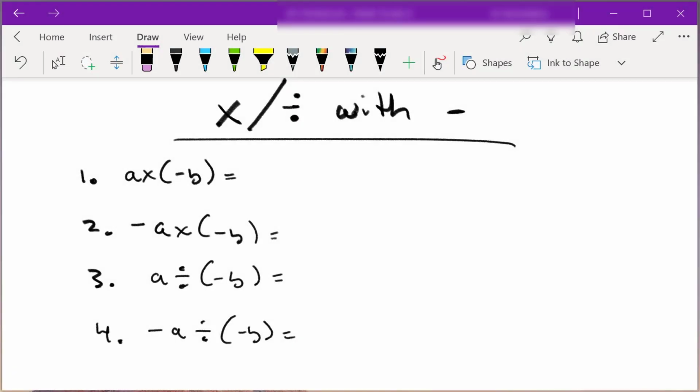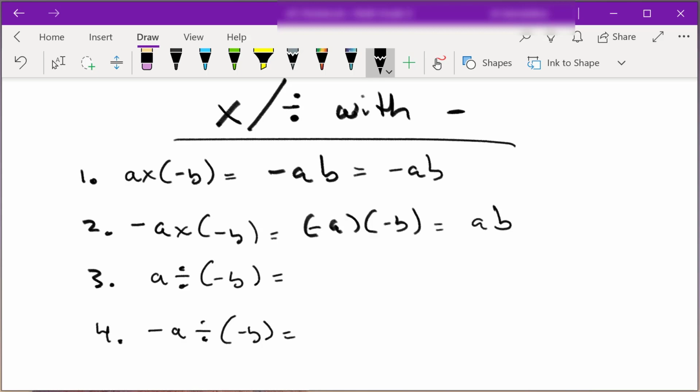Let us turn now to multiplying and dividing with negative numbers. Number 1, a times minus b can be thought of as minus a times b, which is simply minus ab. Number 2, minus a times minus b is just ab. Number 3, a divided by minus b can be thought of as minus a over b. And number 4, minus a divided by minus b is just a over b.